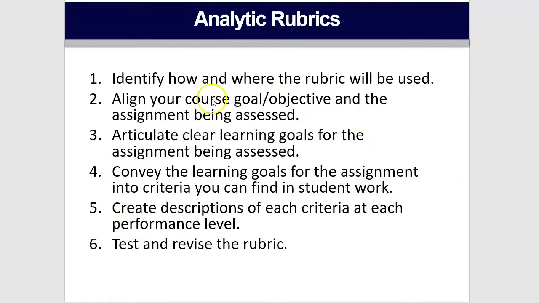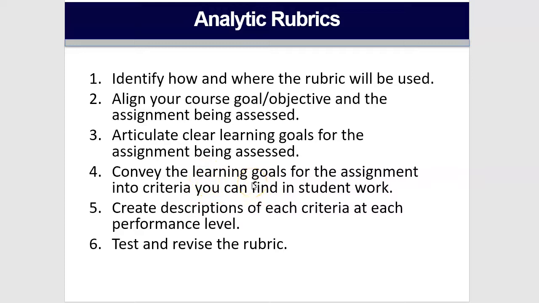So you align your course goals and objectives with the assignment being assessed. We've talked a little bit about that with learning objectives, so you've already thought that through a little bit. You articulate clear learning goals for the assignment being assessed. You should have those. You convert the learning goals for the assignment into criteria you can find in student work. So organization, that could be one of the learning goals for an assignment. Then you need to ask yourself, what does that look like in student work?